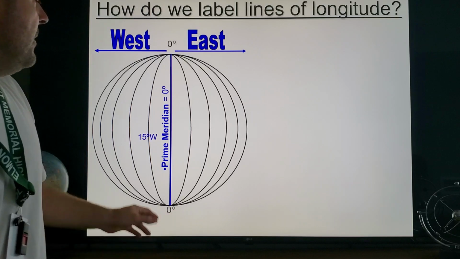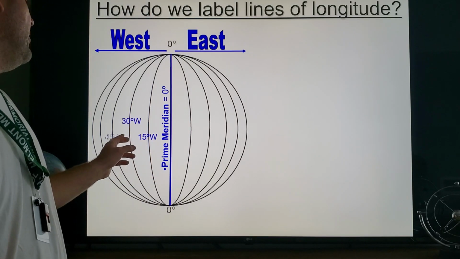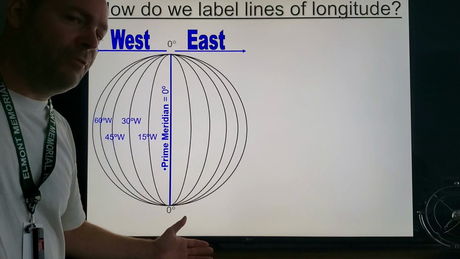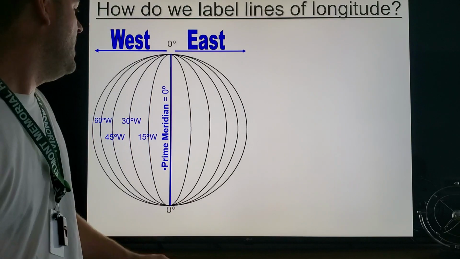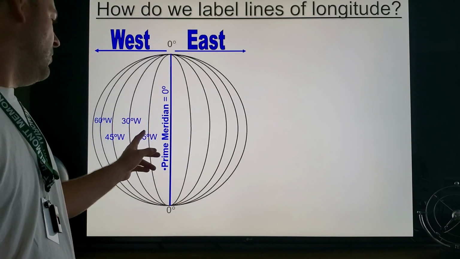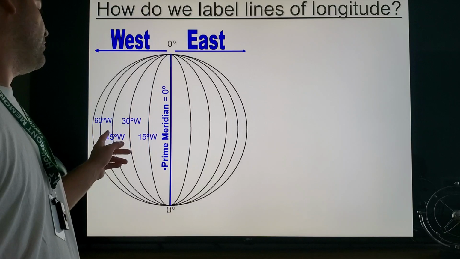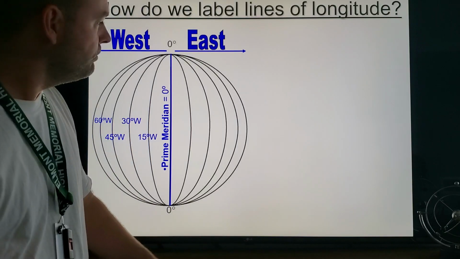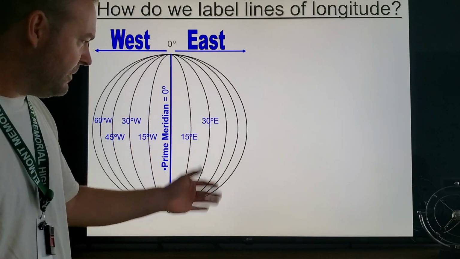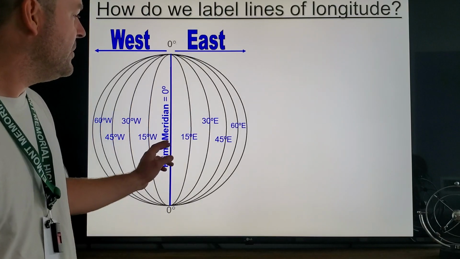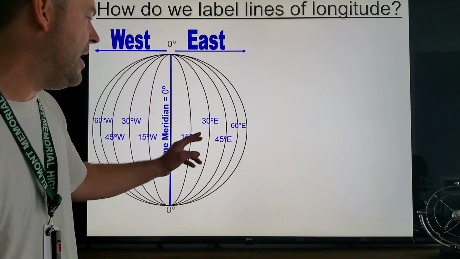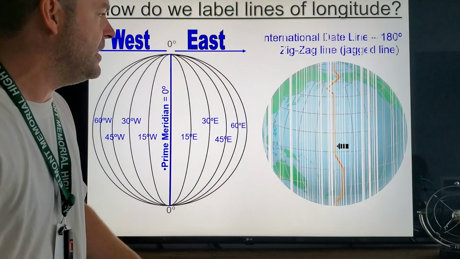Okay. So here we go, 15, 30, 45, 60. Notice they're every 15 degrees. Those are time zones. And this would be 1 hour earlier, 2 hours earlier, 3 hours earlier, etc. Going the other way, same thing, 15, 30, 45, 60. And again, this is an hour later, 2 hours later, 3 hours later, etc.